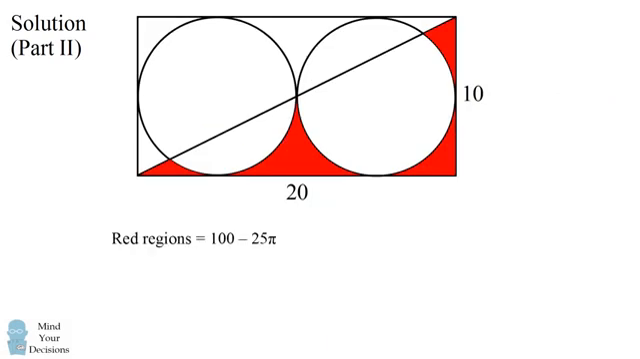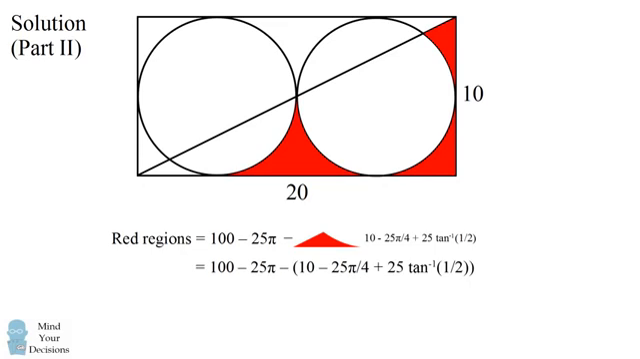So now we're going to put this all together, and we're going to calculate the area of the red regions. So as illustrated, the red regions are 100 minus 25 pi. In our second problem, we want to remove this one piece in the lower left-hand corner, which we just solved for. So we can substitute that in our formula and then simplify to get the area of these red regions is 90 minus 18.75 pi minus 25 times the inverse tangent of 1/2. And this is approximately 19.504.